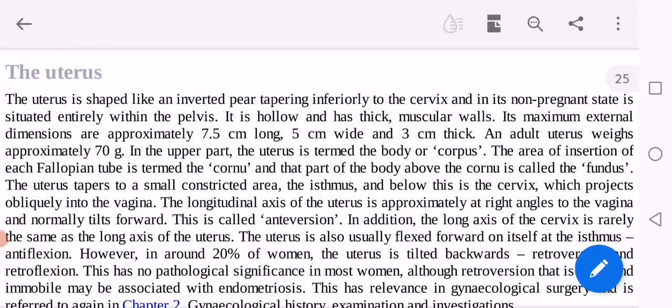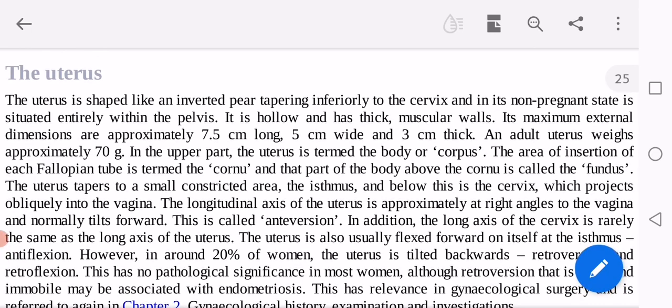What about uterus? Uterus is shaped like an inverted pear tapering inferiorly to the cervix, and in its non-pregnant state is situated entirely within the pelvis. It is a hollow organ and has thick muscular walls.